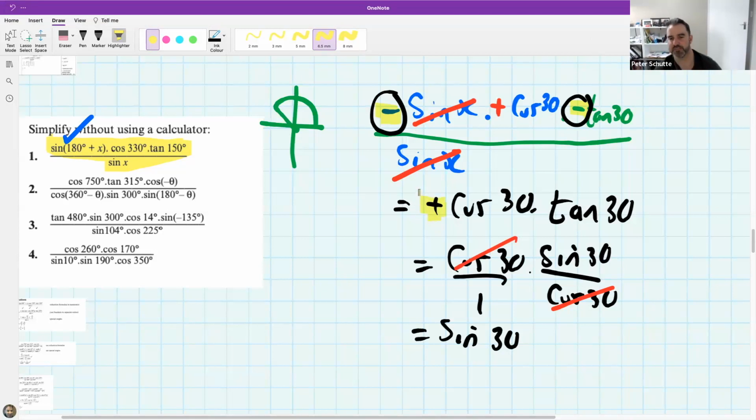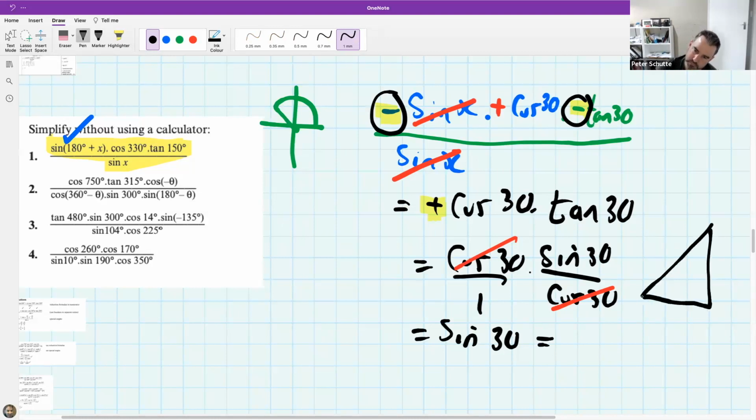Thank you. Perfect. Now, there's one more thing we have to evaluate. We have to evaluate the sine of 30 without using a calculator. What are we going to use to evaluate the sine of 30 if we don't have a calculator? Who has an idea? Special angles or special triangles?